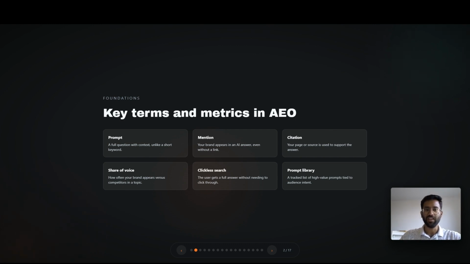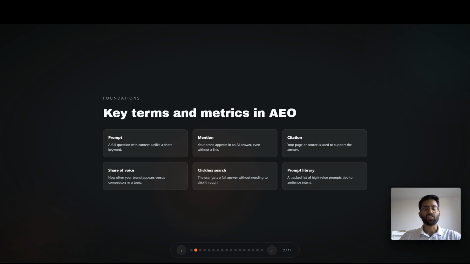Next one is citation. A citation, or a source, is completely different. A citation means that the AI tool actually used your content, or another source discussing your brand, as supporting material for this answer. Citations are very powerful here because they indicate the system has found your content and thought it's useful enough to rely on and show to the customer. That's why citations play a major role in AEO.